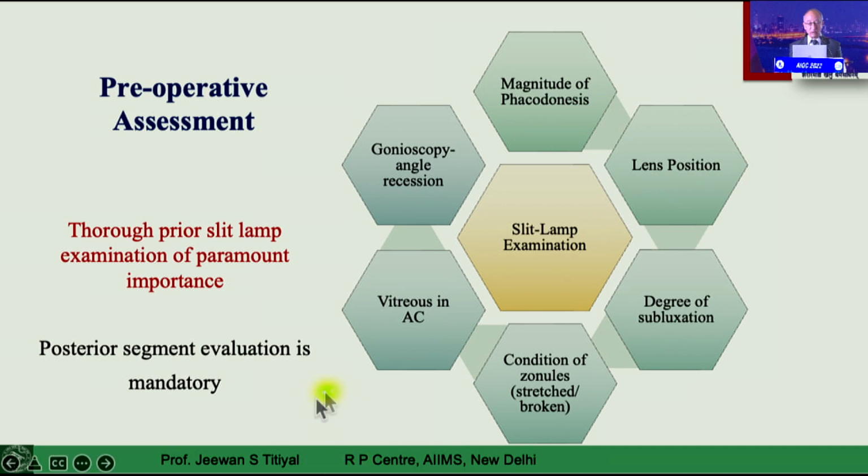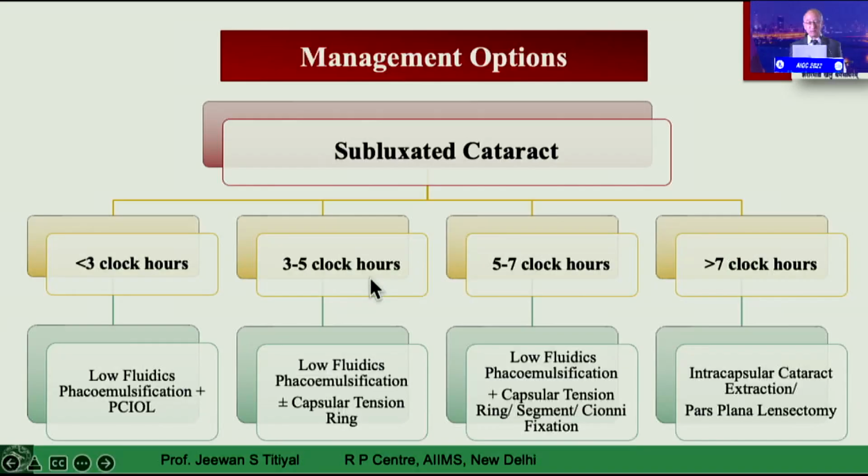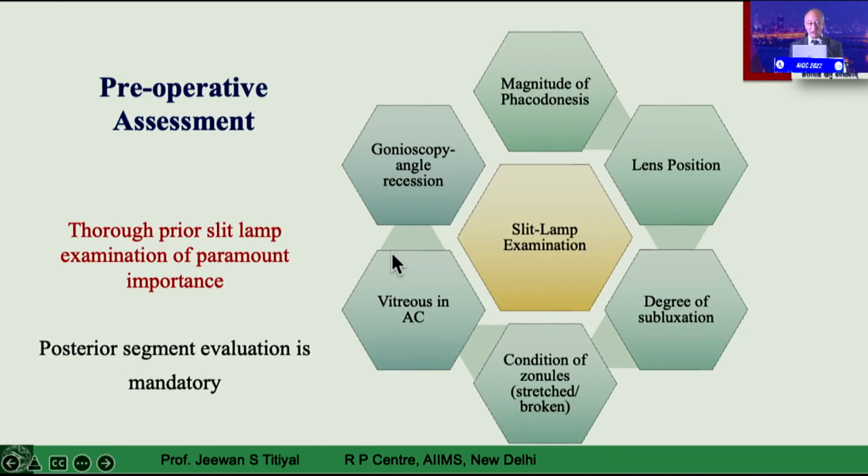We look at some of the important areas which should be taken care of, especially if there's a history of trauma. Do a good examination, look for proper lens position. If the zonules cannot be seen clearly, then we may have to do UBM to see the entire zonular capsular bag complex in these cases. Look for the degree of subluxation, the condition of the zonules, and vitreous in the anterior chamber or in the angle areas. If possible, do a gonioscopy in these cases.